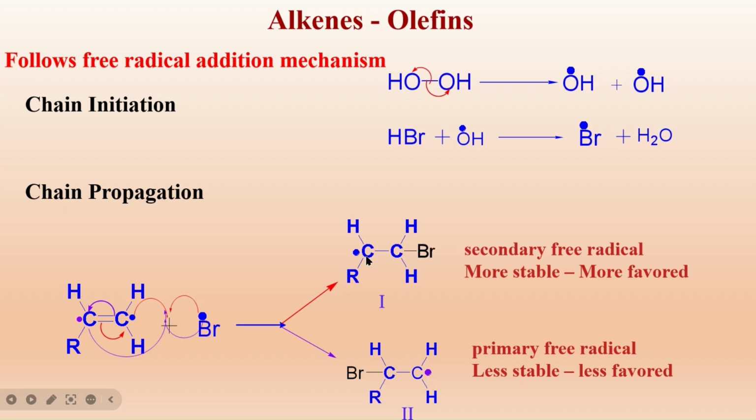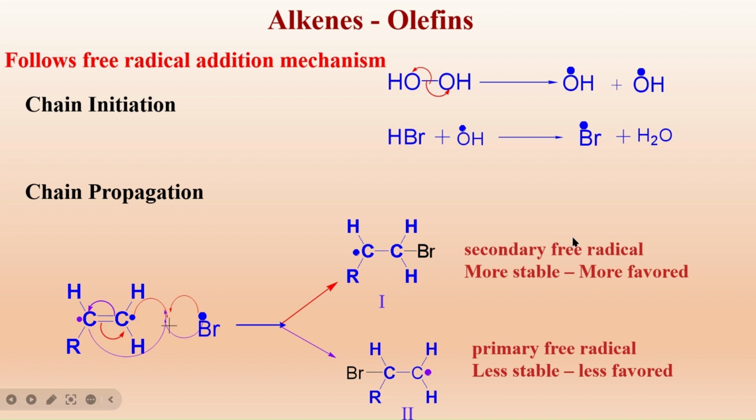It is something like, I am having electron deficiency and my wife is supporting over here. That's why I am more stable. Here, in this case, along with my wife, my father-in-law also is supporting. That's why I am more stable. And that's why secondary free radicals are more stable than primary free radicals.